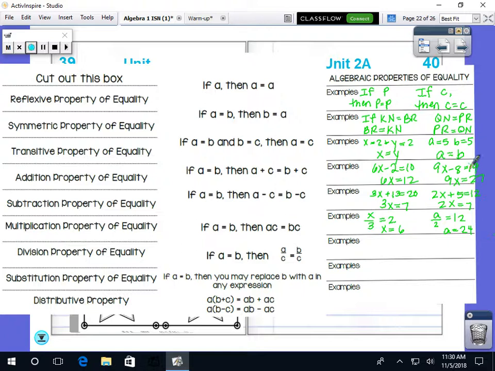So when you're trying to figure out these properties, you need to look at the problem and say, well, if I were solving for x, what would I do on both sides? And if you would multiply on both sides, then it's the multiplication property of equality.